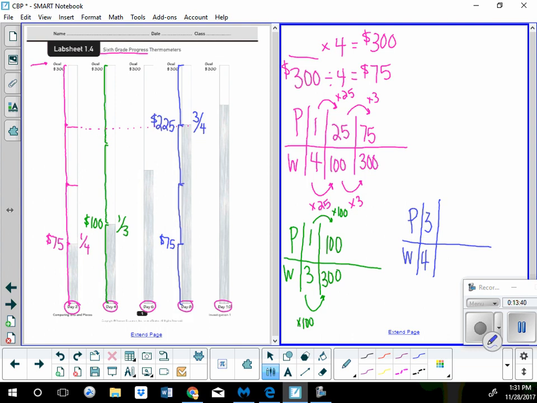So let's do what we did before when we were dealing with 1/4. And let's multiply by 25. And we'll multiply the top by 25. And we'll multiply these by 3 to get our whole up to 300. And we get 225.